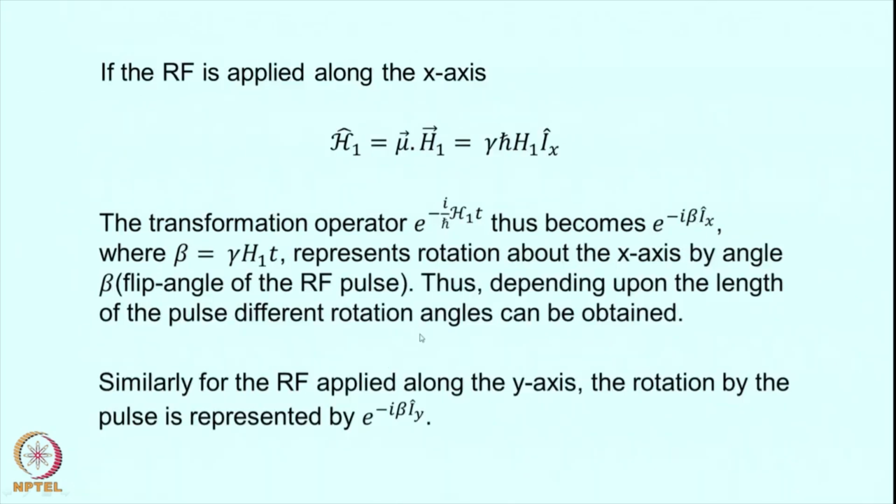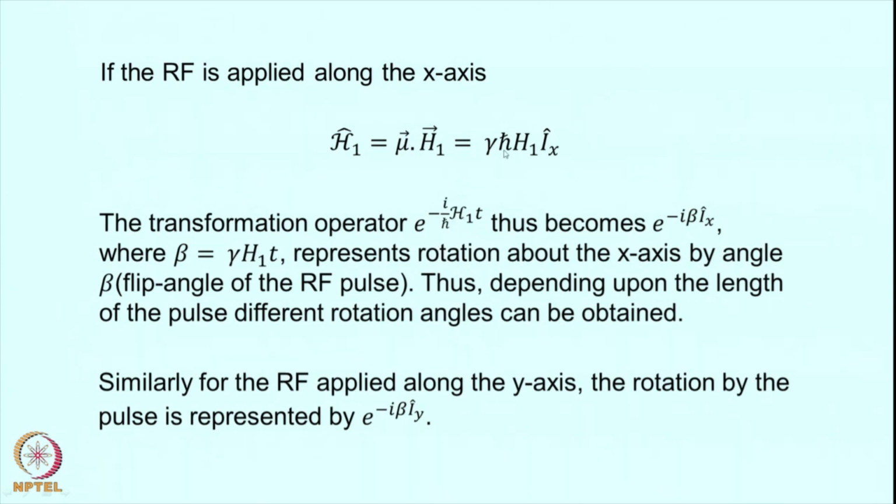Okay. So now we are ready to calculate explicitly the form of the Hamiltonian H1, including the interaction between the magnetic moment and the H1. The effective field is now along the RF axis, equal to the H1. So the Hamiltonian is mu dot H1, which is gamma h cross H1, this is the amplitude of H1, Ix. If the H1 RF is assumed to be applied along the Ix axis, then the transformation operator is e to the minus i by h cross H1 t.